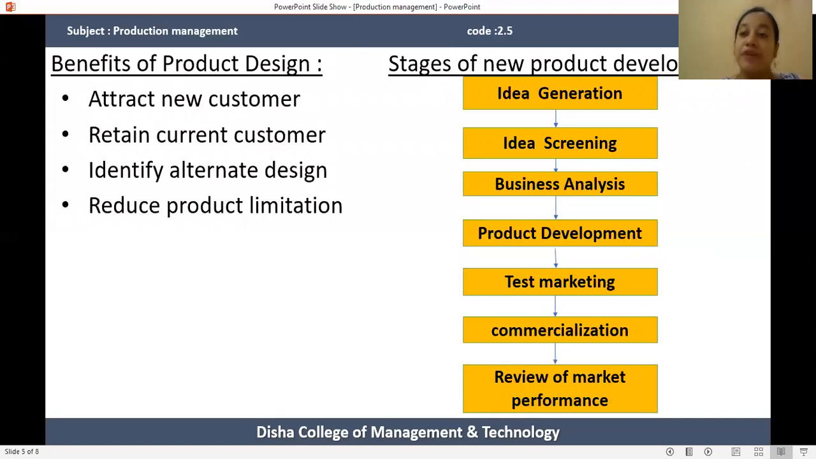What benefit does the organization get out of designing a product? The first benefit is that they are able to attract new customers. By designing a new product, they can attract more and more customers. If the product is according to the requirements of the customer, new customers are automatically attracted towards the company. The next benefit of product design is retaining current customers.